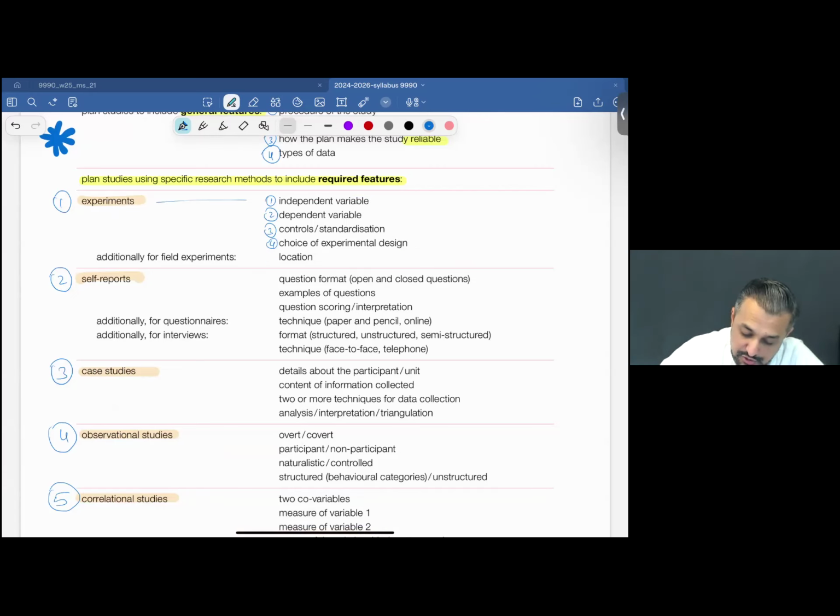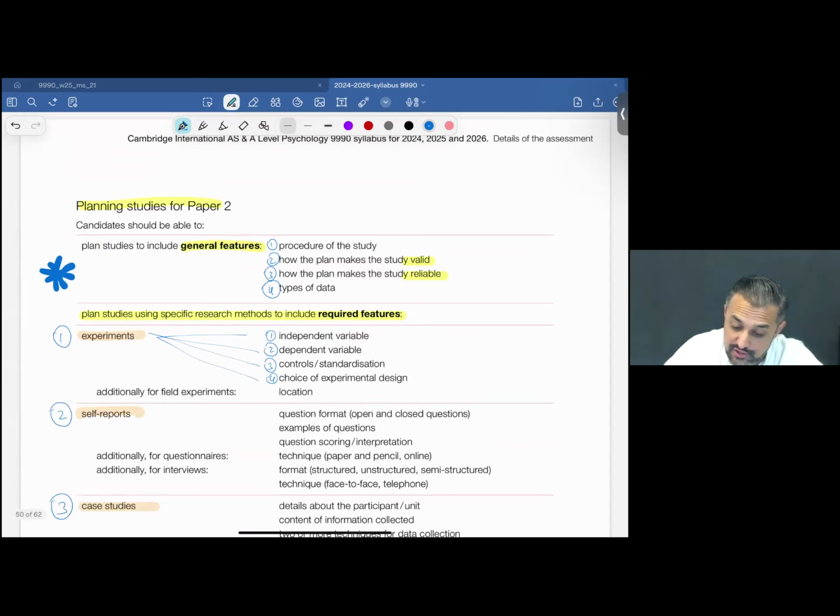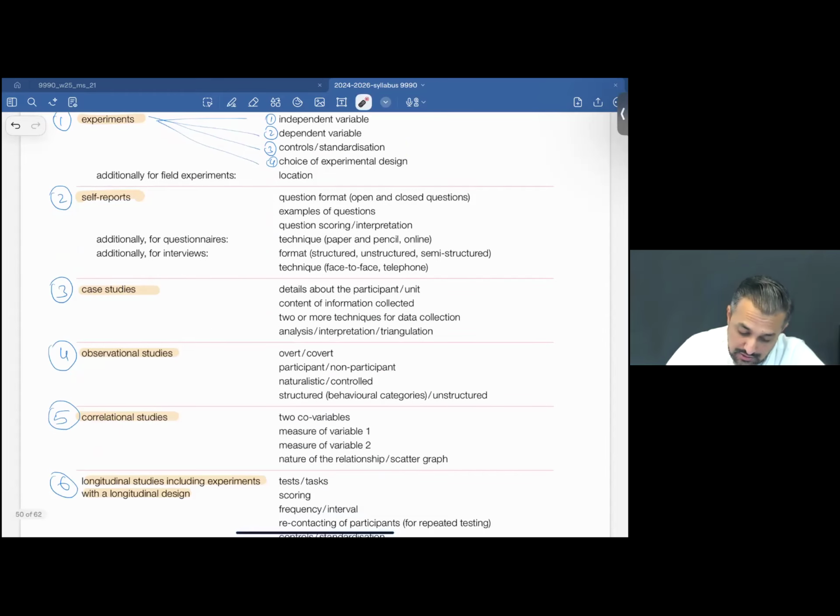If you're getting a question on experiment, make sure you're mentioning these at least, along with these general features. So in this typical case, the question that I was showing you was on interviews. And of course, if it's an interview, this is what needs to be a part of your answer. So this, let me just mark: 1, 2, 3, 4, 5.